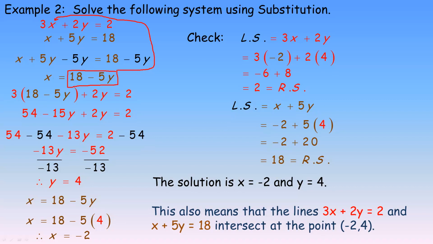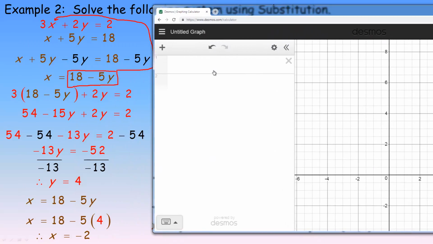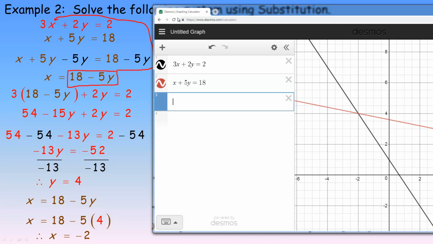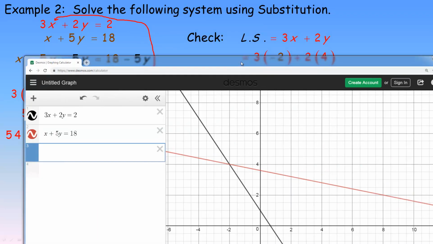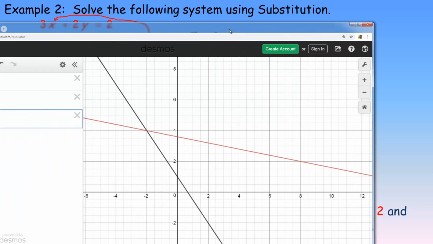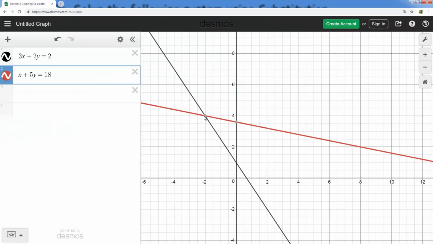So let's bring Desmos back again. And so the equations are these ones. So 3x plus 2y equals 2. And x plus 5y equals 18. And of course, remember we think they're intersecting at negative 2, 4. And you can see that right there. That is the point, negative 2, 4.